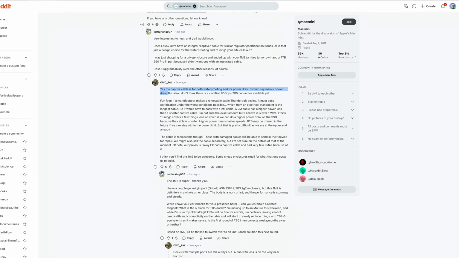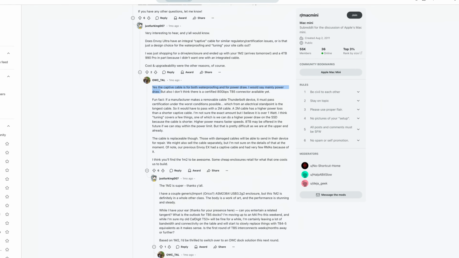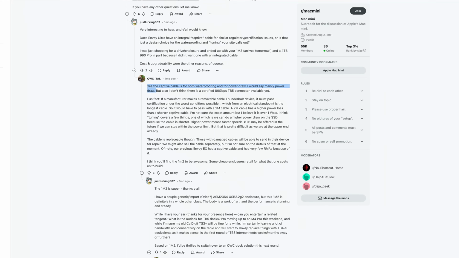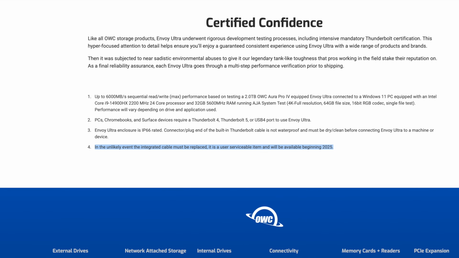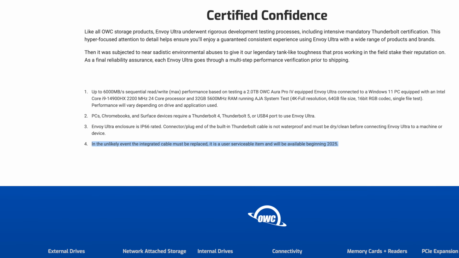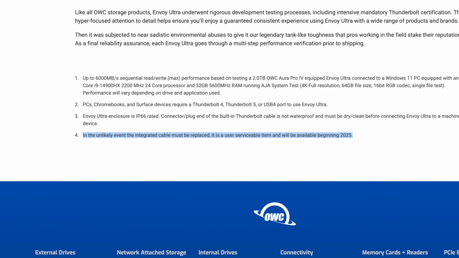I found a Reddit post with an OWC engineer explaining that the built-in cable for this SSD is mostly because of power constraints in the Thunderbolt 5 spec, or the power draw that the SSD is using. I know a lot of people are concerned about this cable being attached, but OWC is saying that in 2025, they will have user replaceable cables.